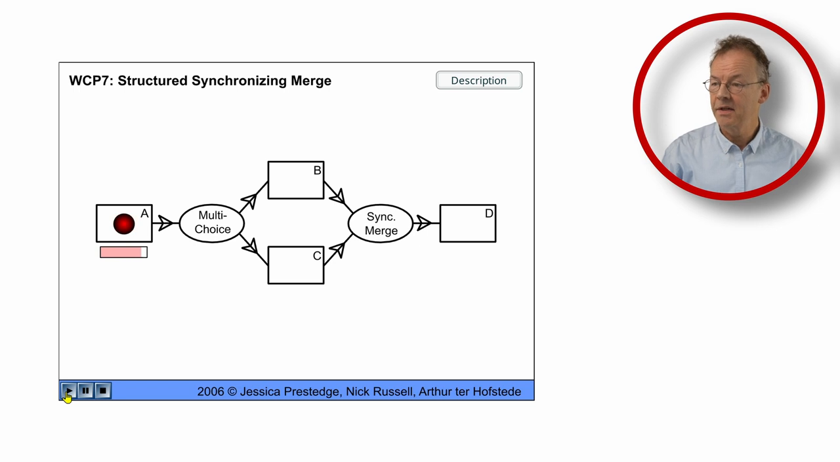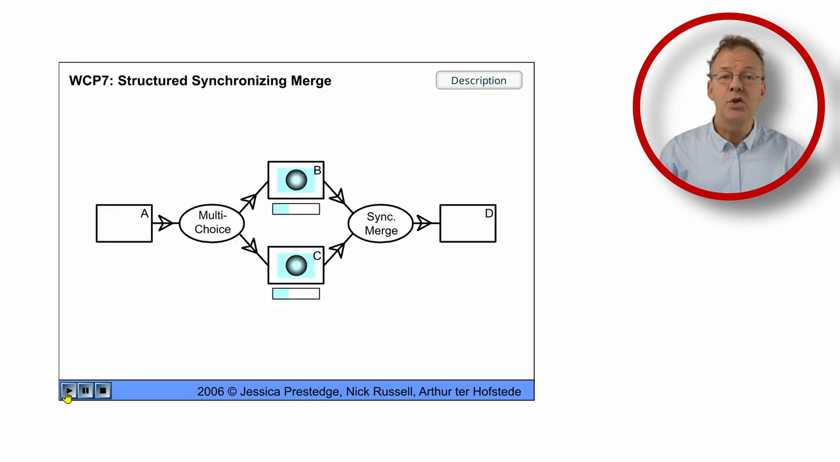In the next case, after completing A, we select B and C. B fires first, the synchronizing merge waits for C, and then D is executed. In the next case, we complete A, the multi-choice chooses B and C again, C is executed first, then B follows and D is executed. In the next case, we complete A, we choose B and C again, and now they are both completed at the same time, and then D is executed.